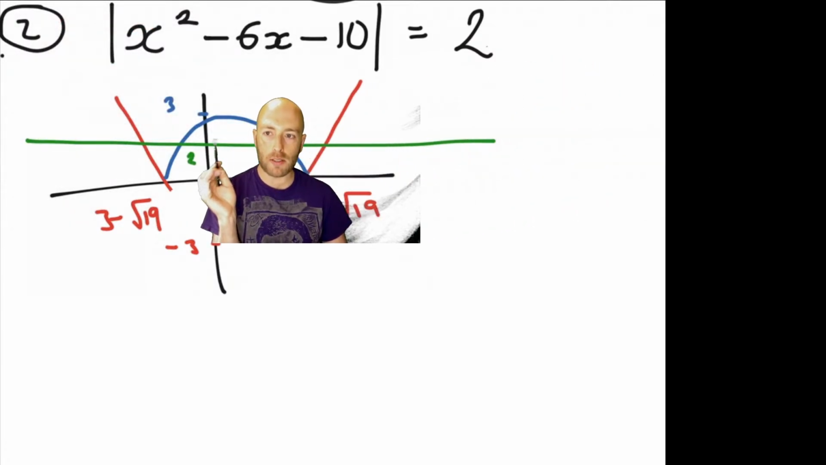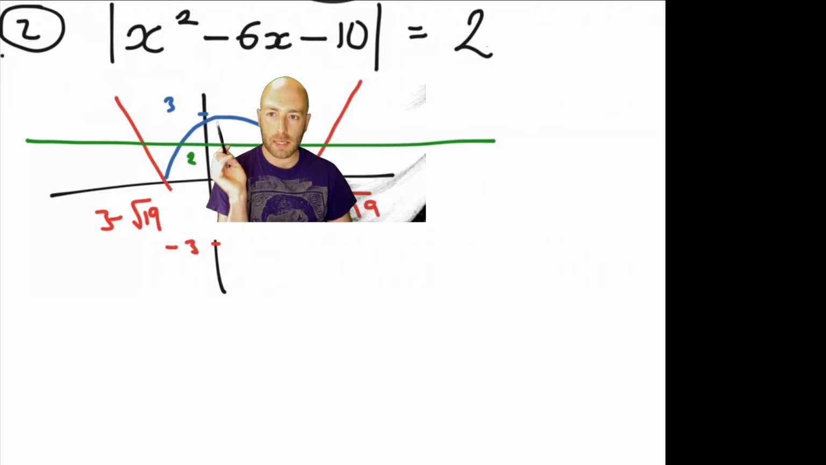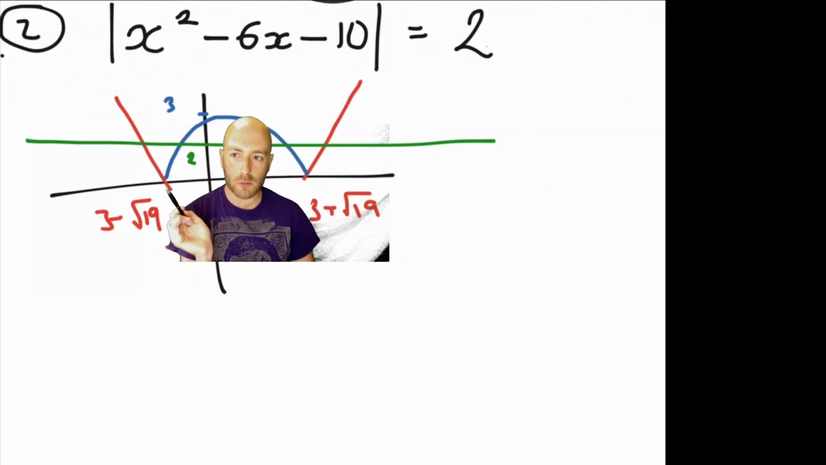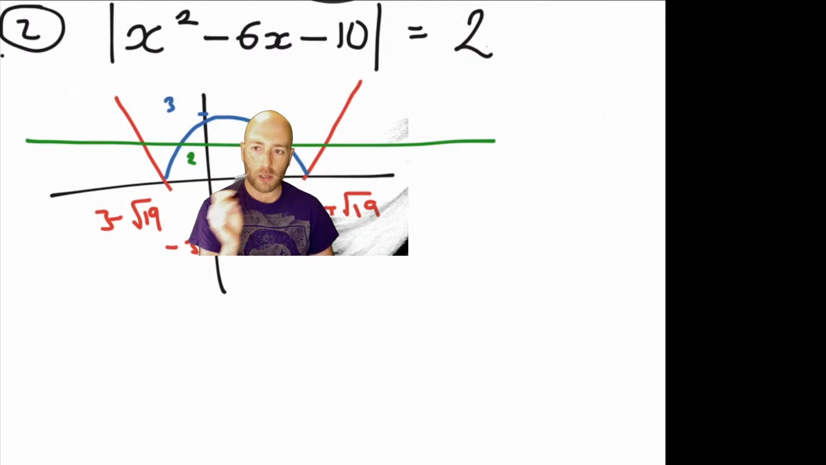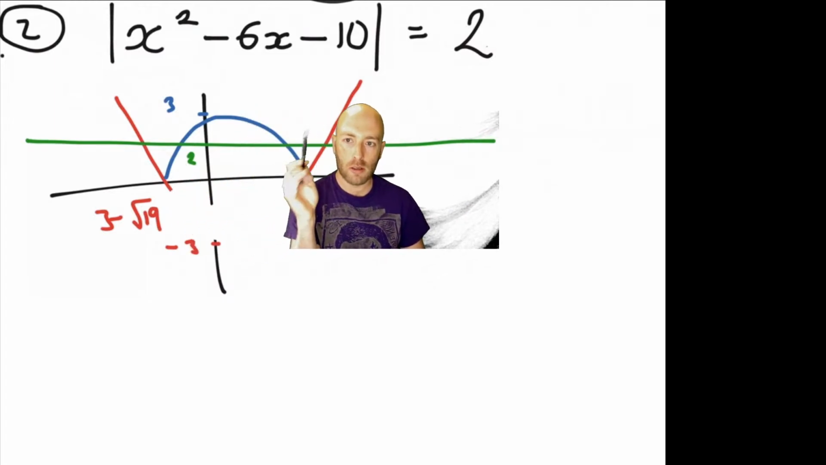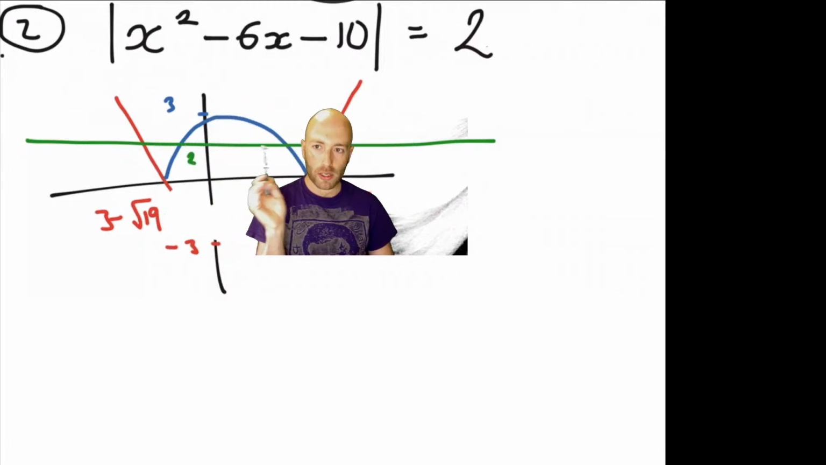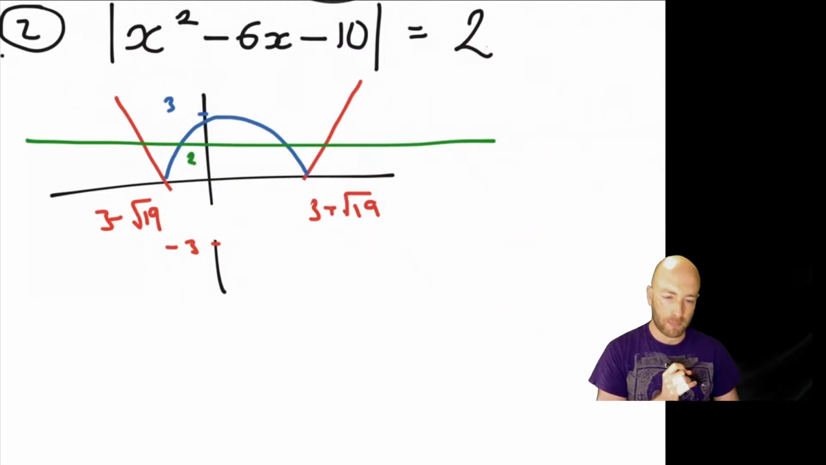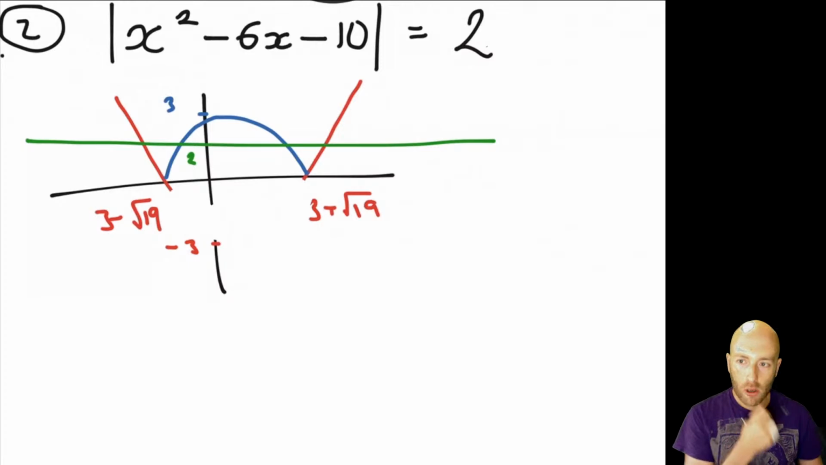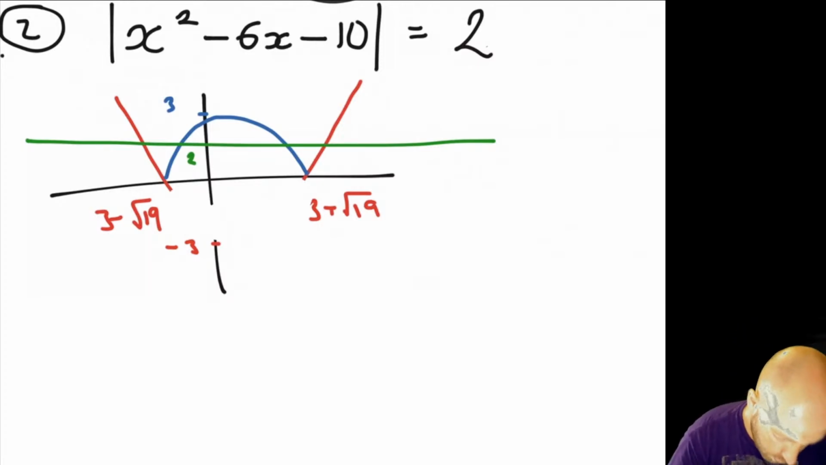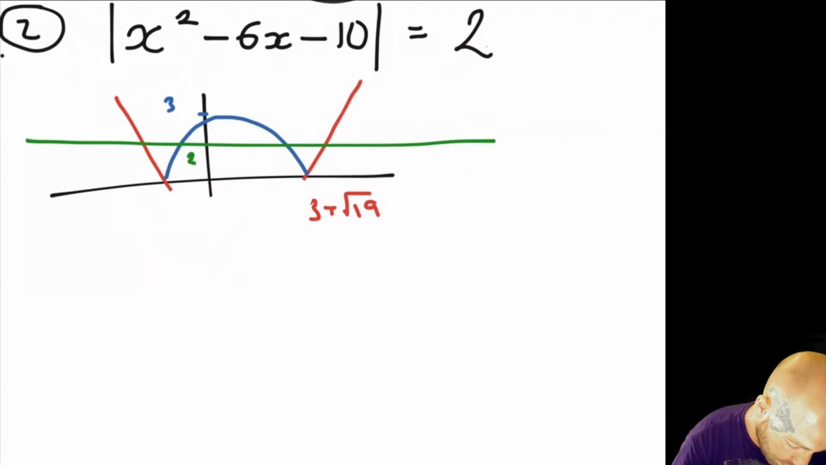We solve this for equaling 2, we need to know, is this peak above 2 or below? Because if it was below 2, we'd only have 2 solutions here and here. Because the peak is above 2, we're going to get 4 different solutions. The roots there don't actually matter. I don't actually care about any of that, so we can get rid of all those bits. So we've got 4 solutions.